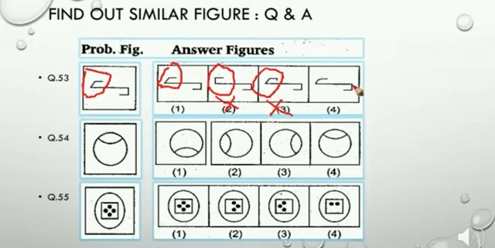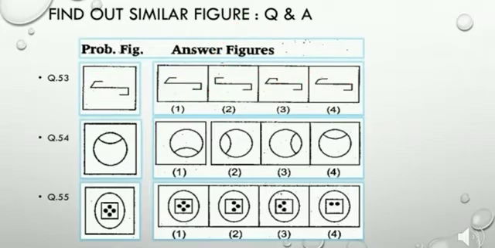In option 4, let's check for this portion. This portion is also again not the same because here there's a curve. Here there's no curve, it is a corner. So answer 1 is the correct answer for question number 53.